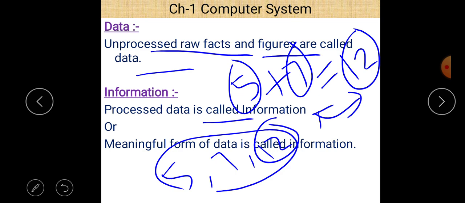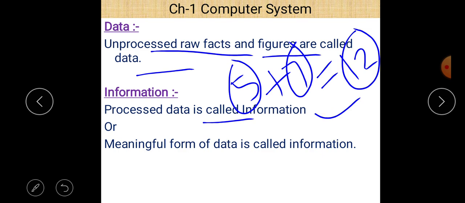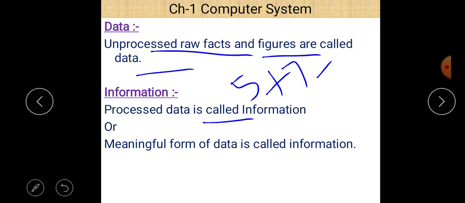Now suppose here 12 is the information. Again, if we add 12 plus 2, then this time 12 is data, and whatever we get after that, that is 14. So 14 is information. So the difference is very simple. Unprocessed raw facts and figures are called the data, and processed data is called the information. That is the difference between data and information. So the computer accepts data and gives us information after processing.